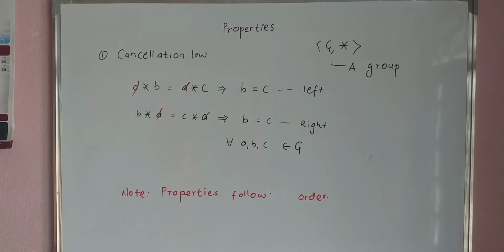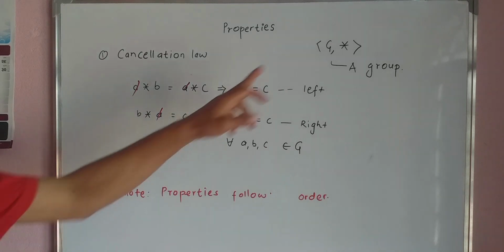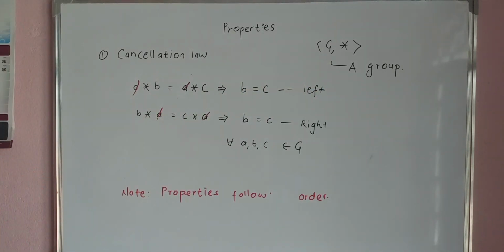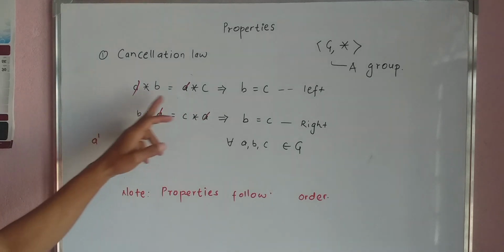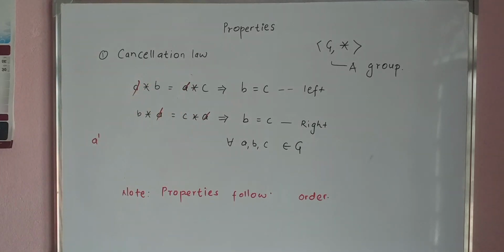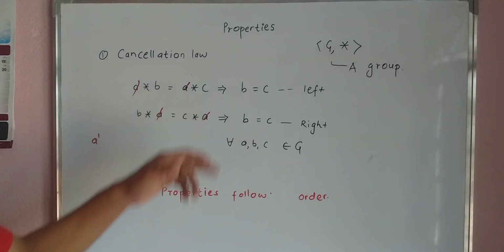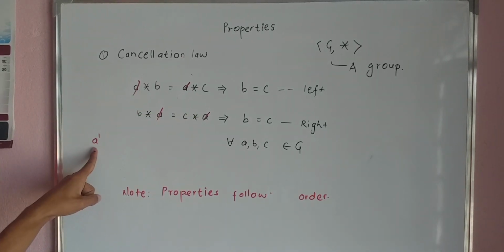Next we discuss the properties of groups. And note that the properties of groups follow in order. The first property is the cancellation law. To prove this property, we use the axioms of group. Now because a belongs to G and G is a group, the inverse of a exists. Suppose a prime is the inverse of a. To cancel out a on the left from both sides, we operate on both sides on the left with the inverse of a.